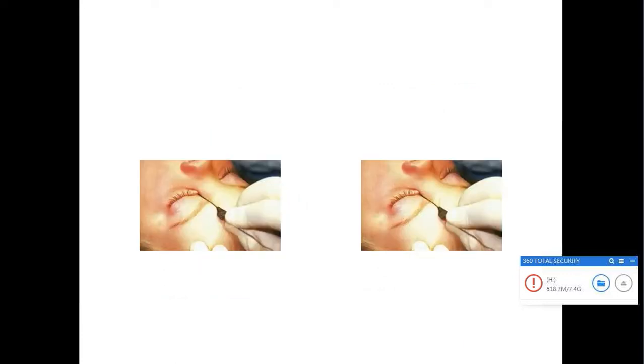This is the live patient in which the probing is being done. There's a line diagram which I had shown you.